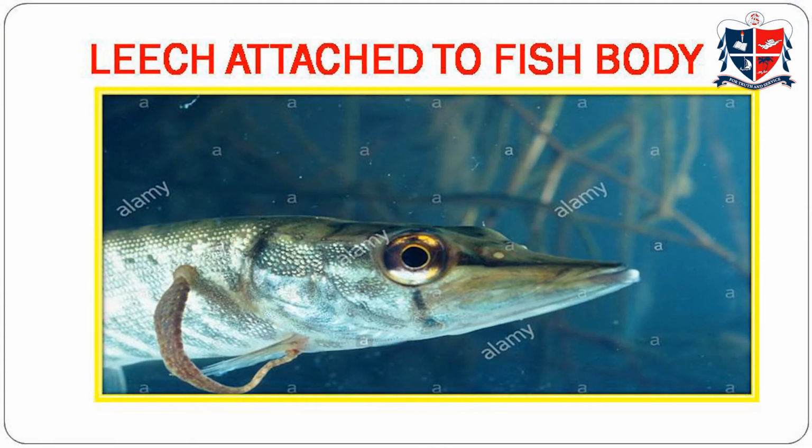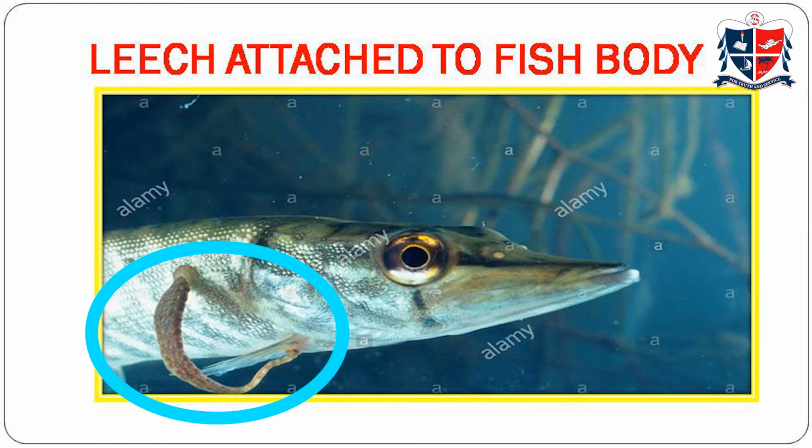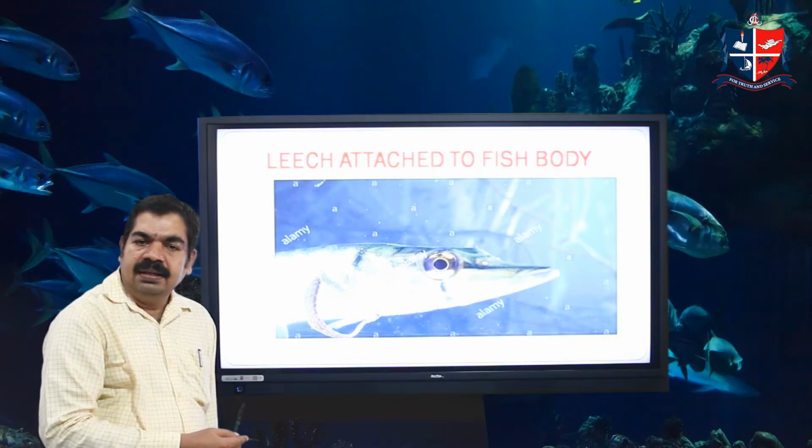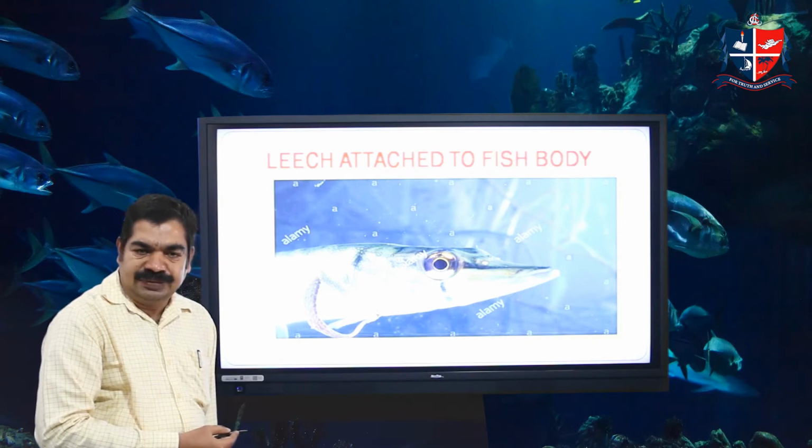You can see very clearly a leech has been attached to the body of the fish. So I have already told you the leeches are ectoparasites and they will always be attaching to the body of the fish. The external body surface is the main region of attachment for the leeches.